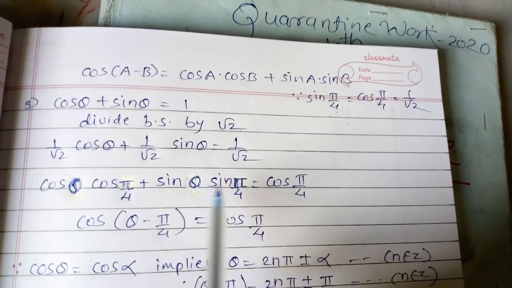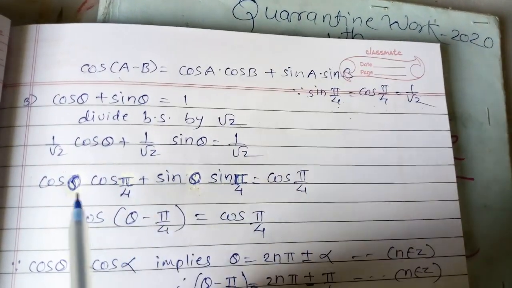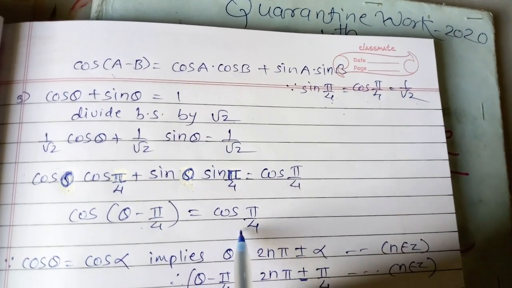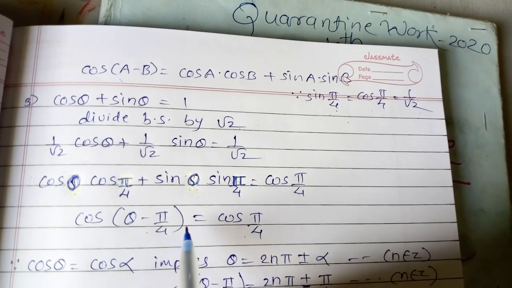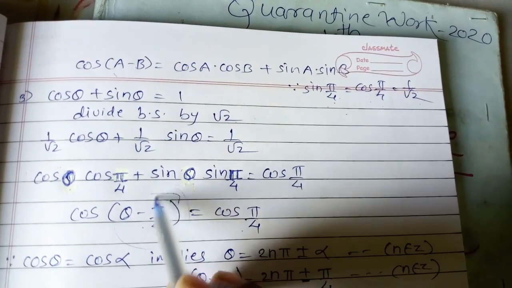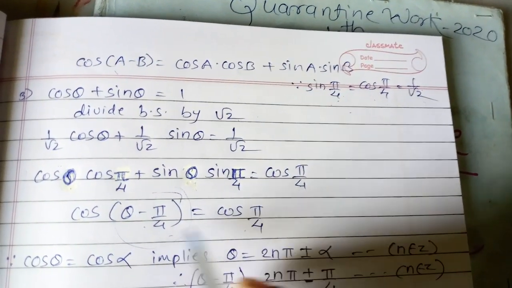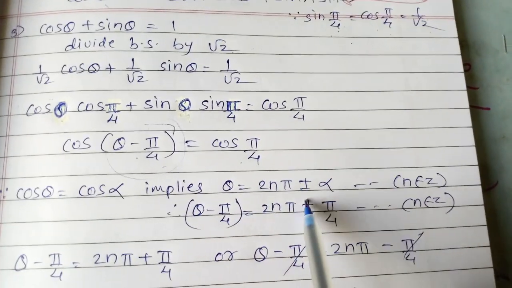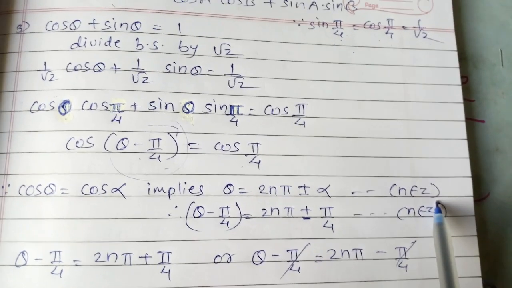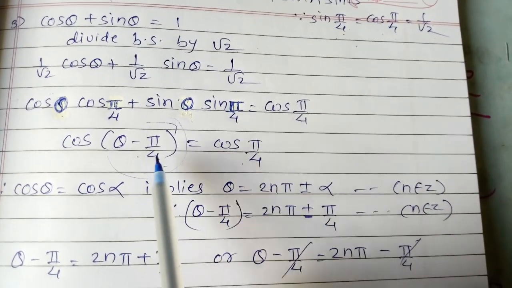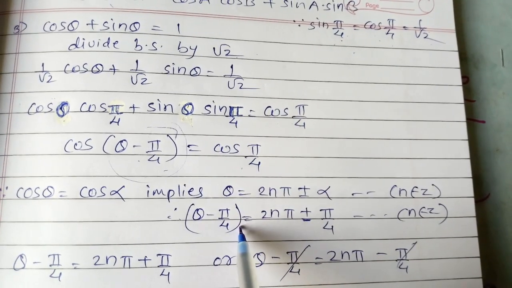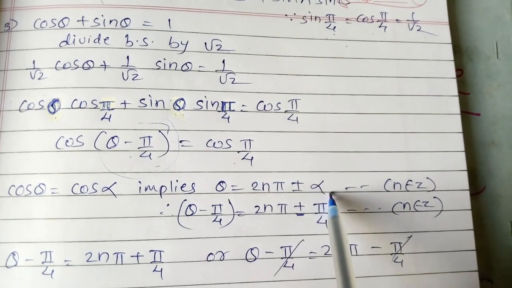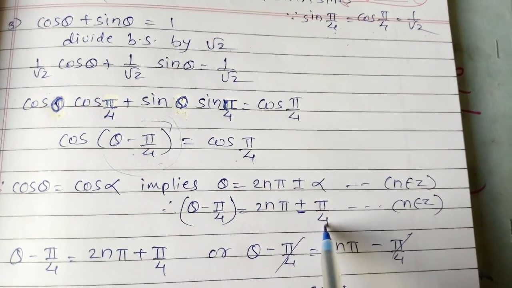So here it is the expansion of cos a minus b, so cos(theta minus π/4) is equals to cos π/4. We consider this theta as a theta, and this one is the alpha. Comparing with the formula, cos theta is equals to cos alpha, which implies theta is equals to 2n pi plus minus alpha, where n belongs to Z. Now here theta minus π/4 is equals to 2n pi plus minus the value of alpha, which is pi by 4. So we're putting here pi by 4.